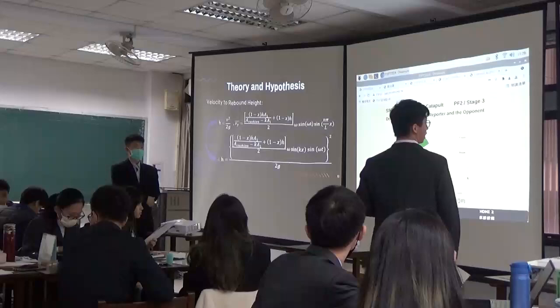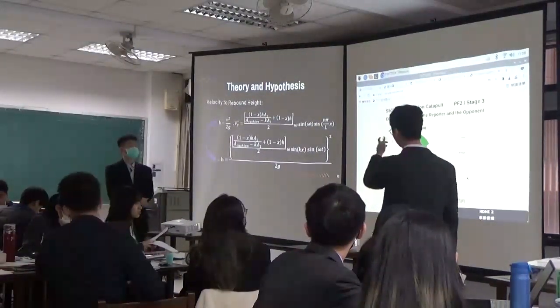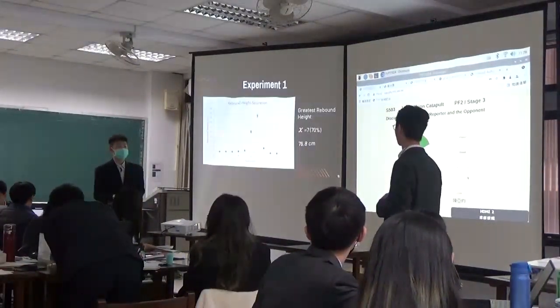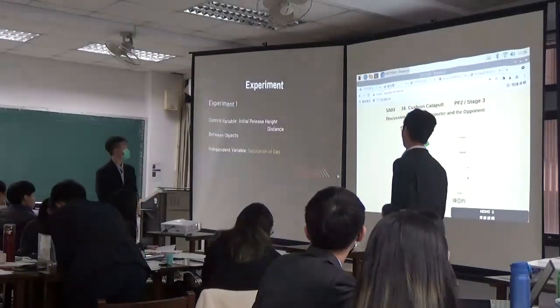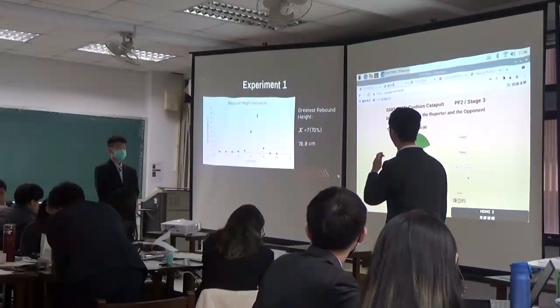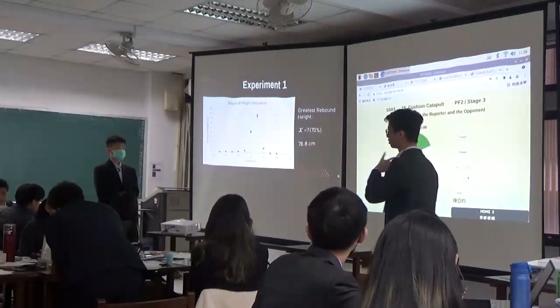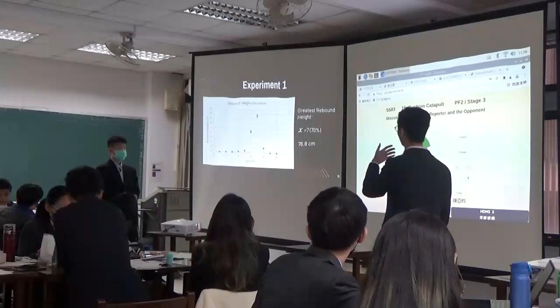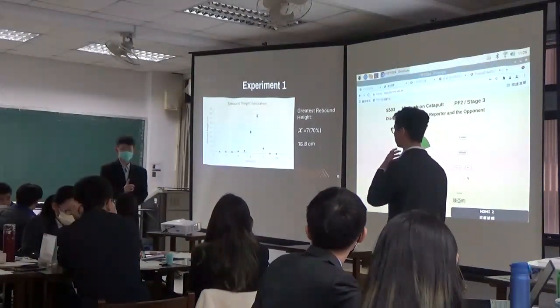Okay. So, next I would like to turn to the experiment page. Which one? First one. Okay. So, how do you think this greatest rebound height fits in the theory you just mentioned? What theory does that affect? And what parameters? The first one?